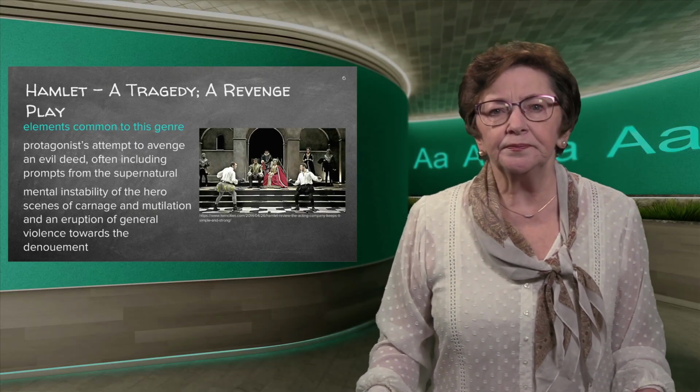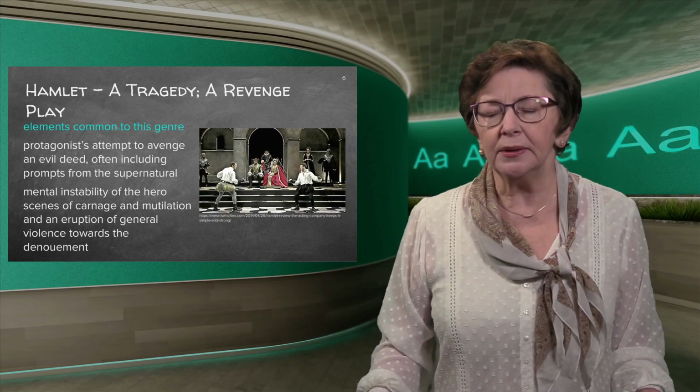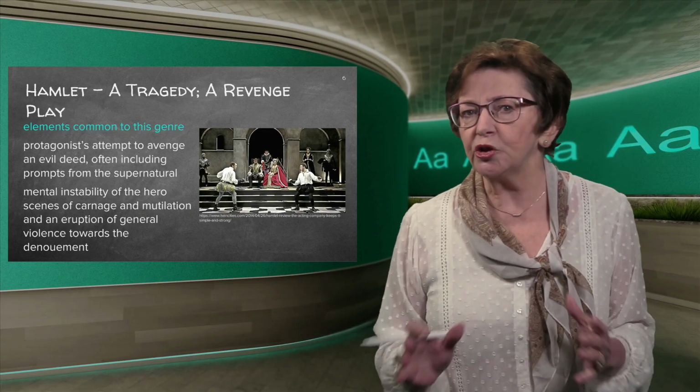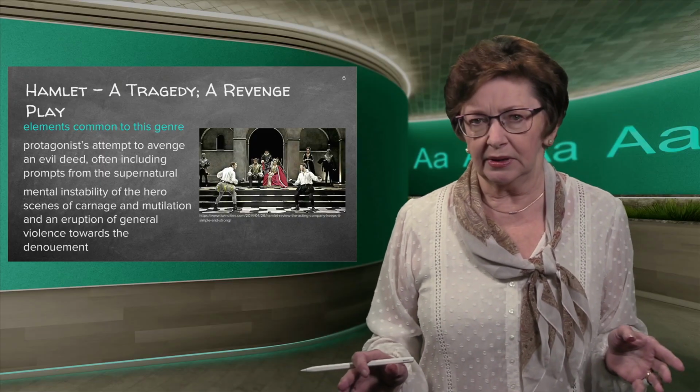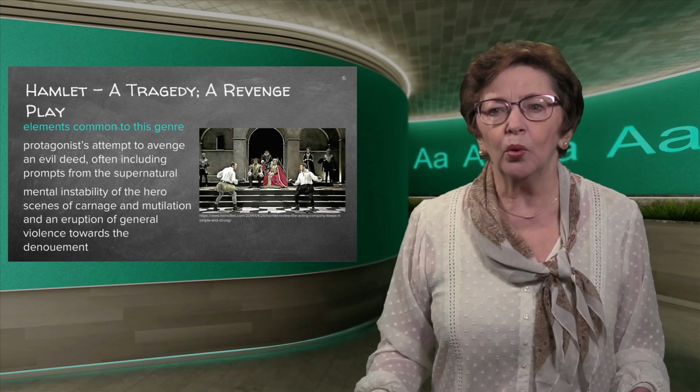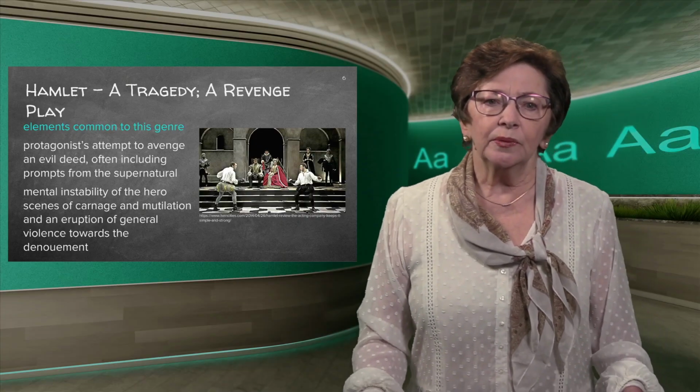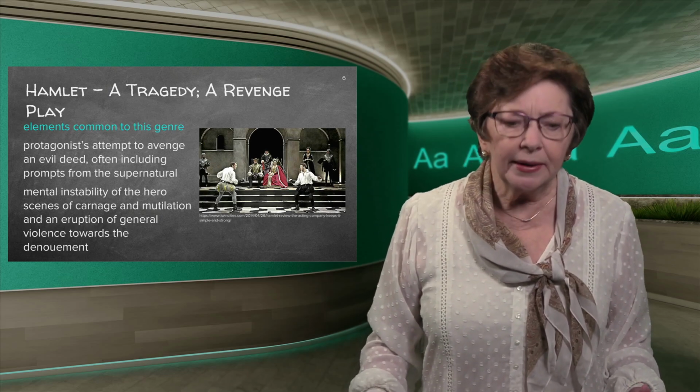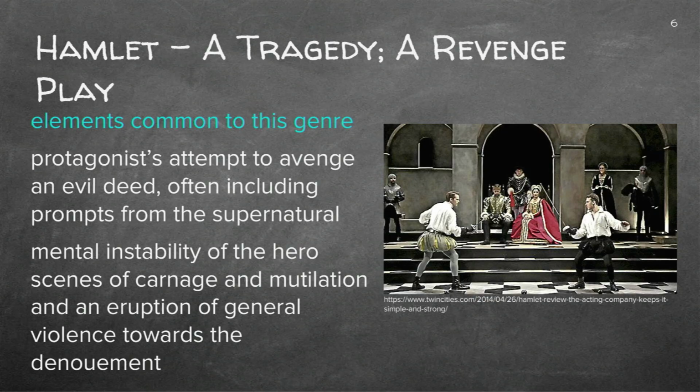If you look at, for instance, a tragedy like Hamlet, remember that there are also subgenres in any of the genres, and it is very commonly called a revenge play. So, what are the elements of a revenge play? It is still a tragedy, still going to end in tragedy, but the protagonist, which in this case is Hamlet, will attempt to avenge an evil deed, which is the killing of his father by his uncle. And it often includes, and or is prompted by, the supernatural.